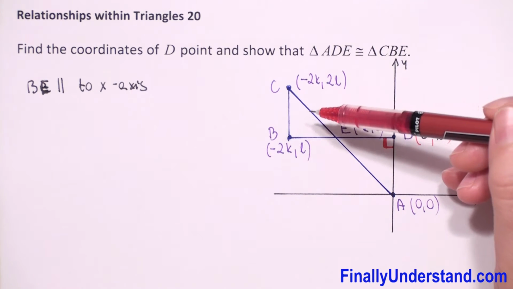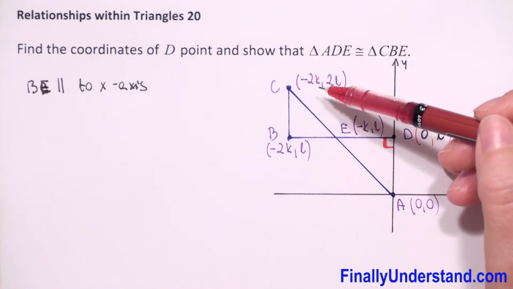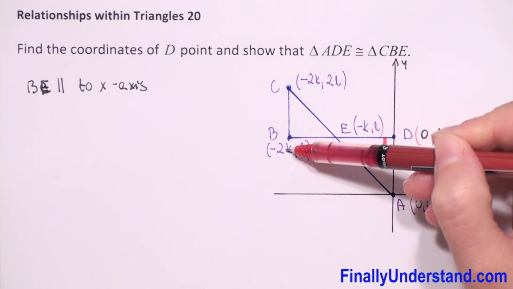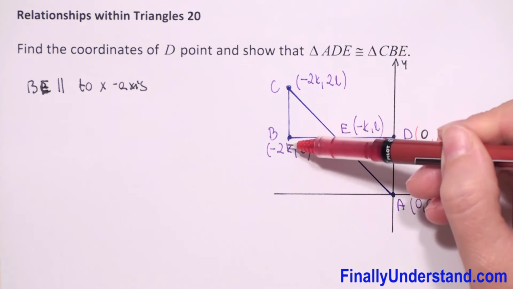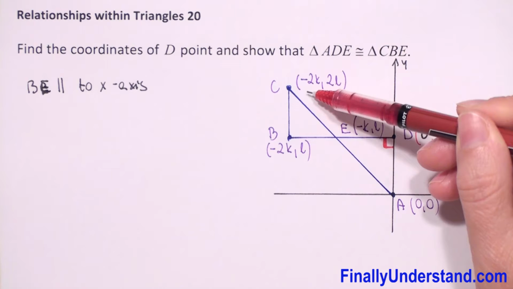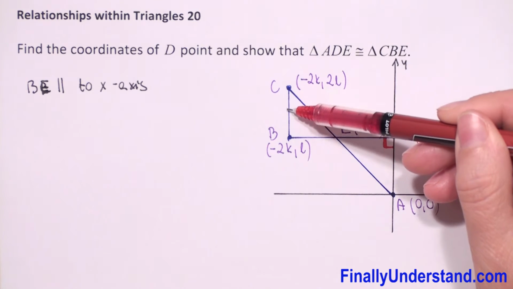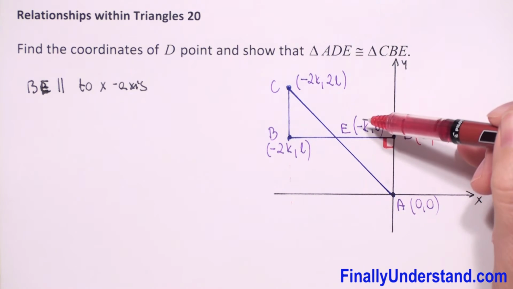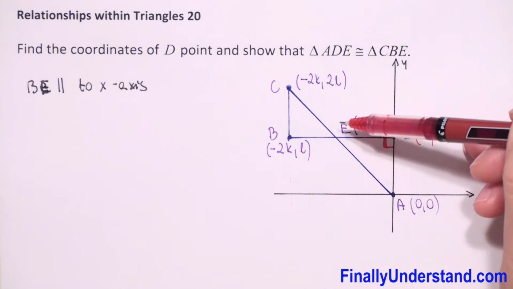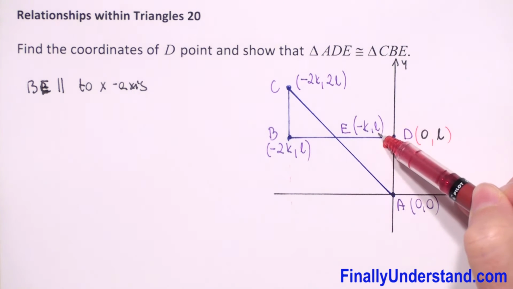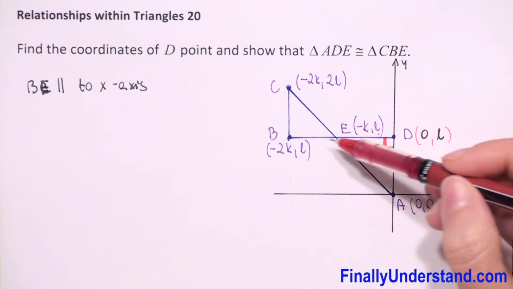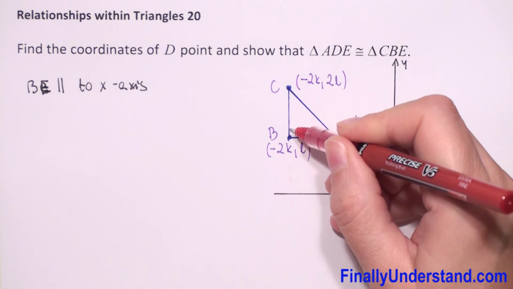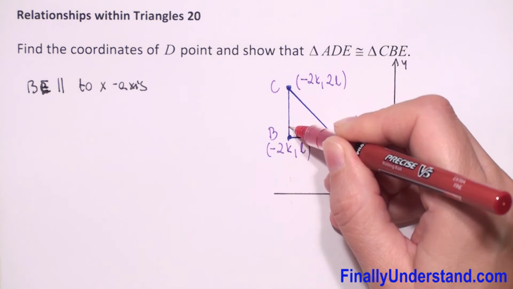So here we have a right angle. What else? Let's check angle B, because we see that the first coordinate of point B and C is the same, negative 2k. It means that this line is a vertical line, and the line which passes BE has the same second coordinate L. It means it's parallel to x-axis, is horizontal, so we have a right angle here too.